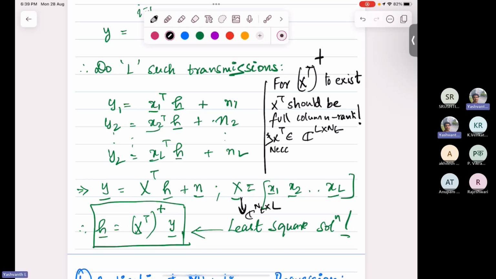The necessary condition is what? L should be at least NT, right? It should be a fat matrix. Only then can you define this particular pseudo inverse here. It should have full column rank, meaning the number of rows should be at least the number of columns. What does it mean? It means the number of pilot transmissions should be at least the number of antennas in the system.